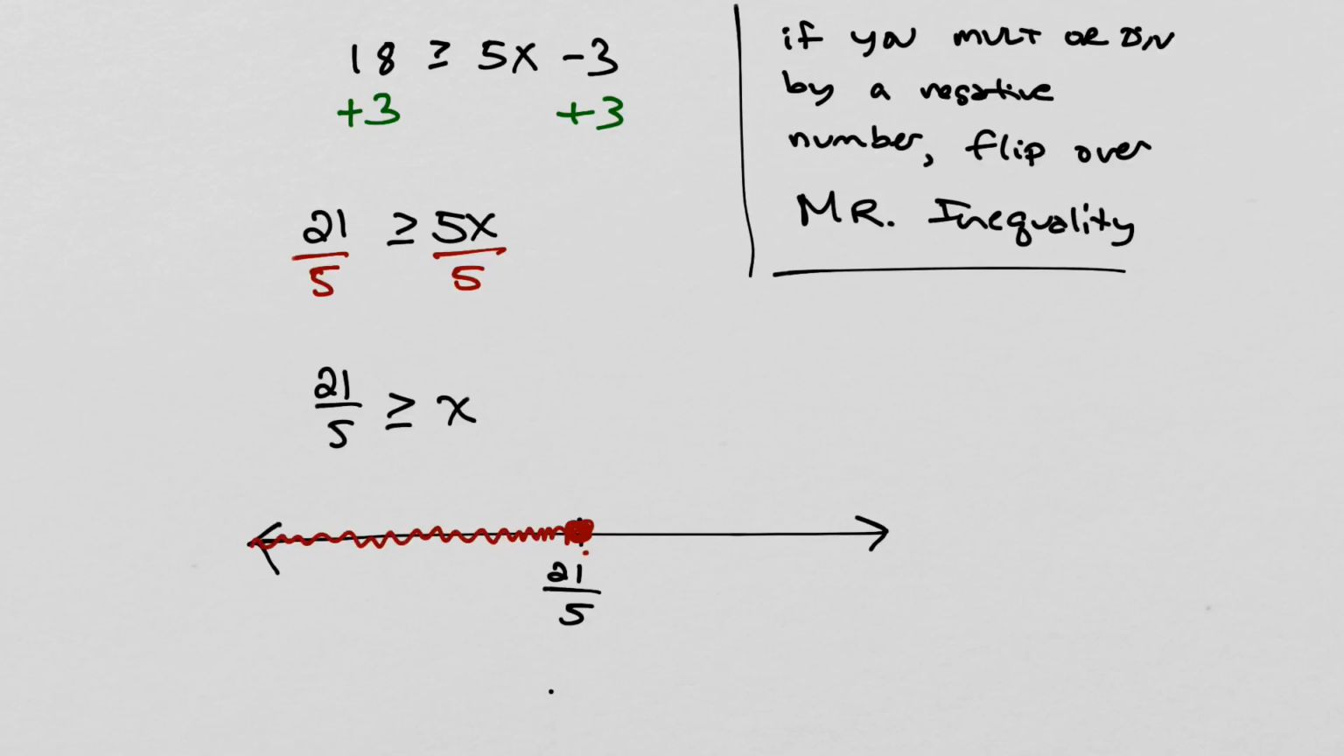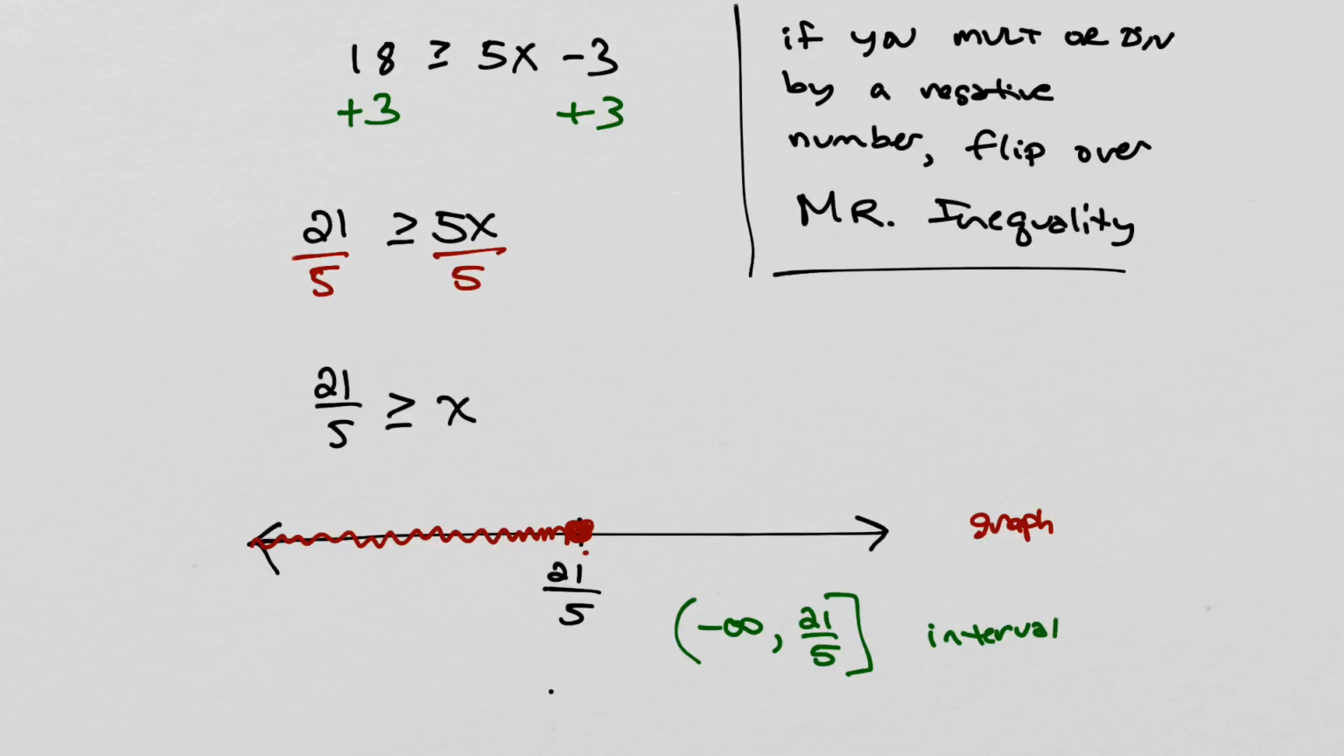Okay, so again, this is my graph of the solution set. The interval, if you read it from left to right, goes from minus infinity to 21 over 5. The infinity is open. Since I can use 21 over 5, that one will be closed. So there's my interval of the solution.